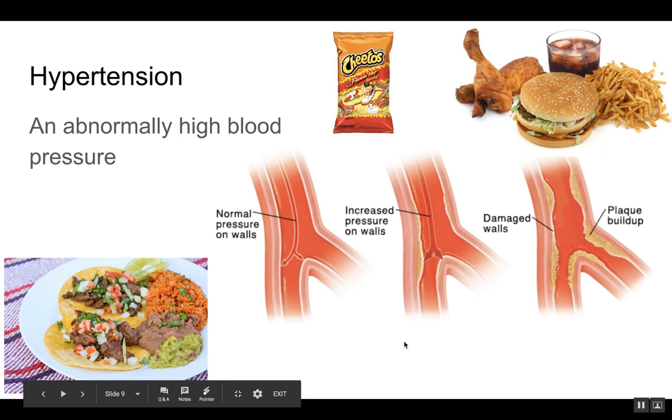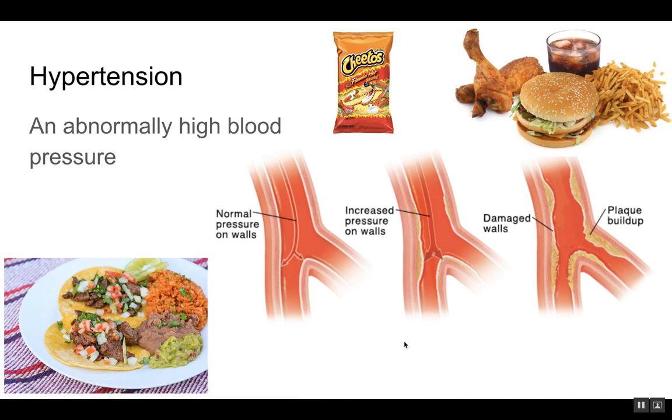Next word here is hypertension, which is abnormally high blood pressure. Again, we talked earlier about how high blood pressure is a dangerous thing. It's not good. It's a sign of bad health. So we have a good little diagram here that shows you what normal blood pressure looks like and how it slowly gets worse. Okay, plaque buildup. This is what this does.